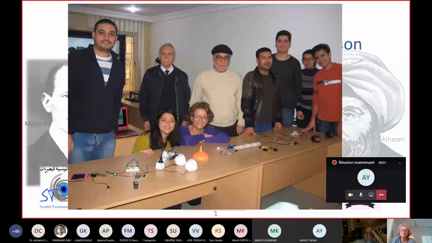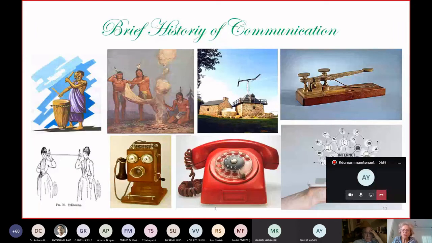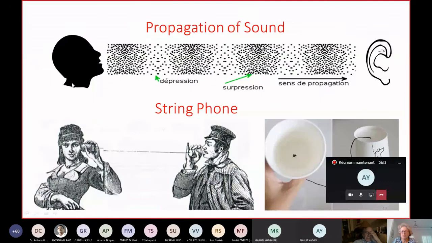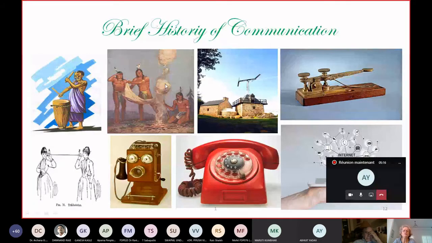The first step was to ask the participants to make a presentation about communication in general. I asked them for a very short one, one or two slides, and they did a single slide talking briefly about communication with the tam-tam, with sound, or with smoke, with telegraph, string phone, and phones, as the original phones and the new generation of phones.